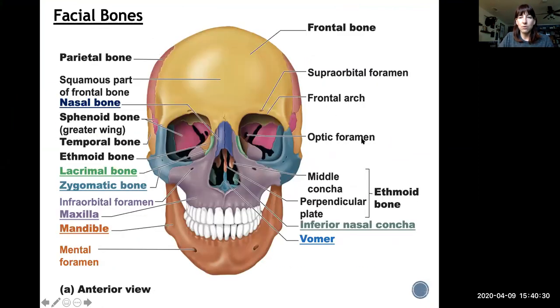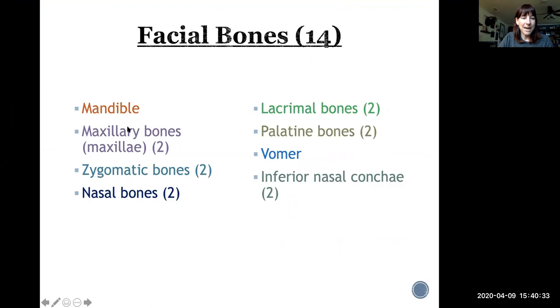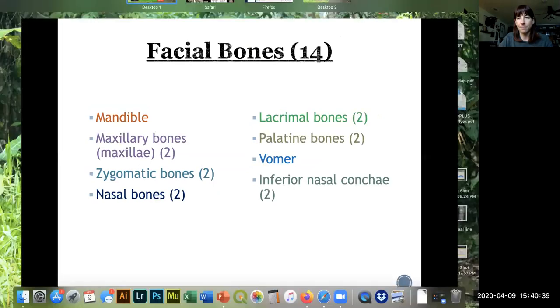Okay, let's move on to the maxilla, which is your upper jawbone, and it's paired, so two maxillae.